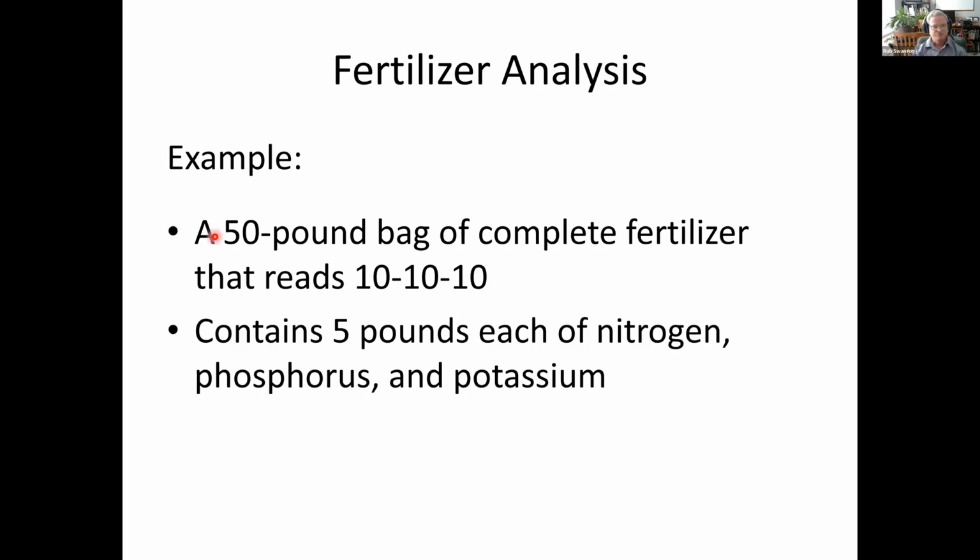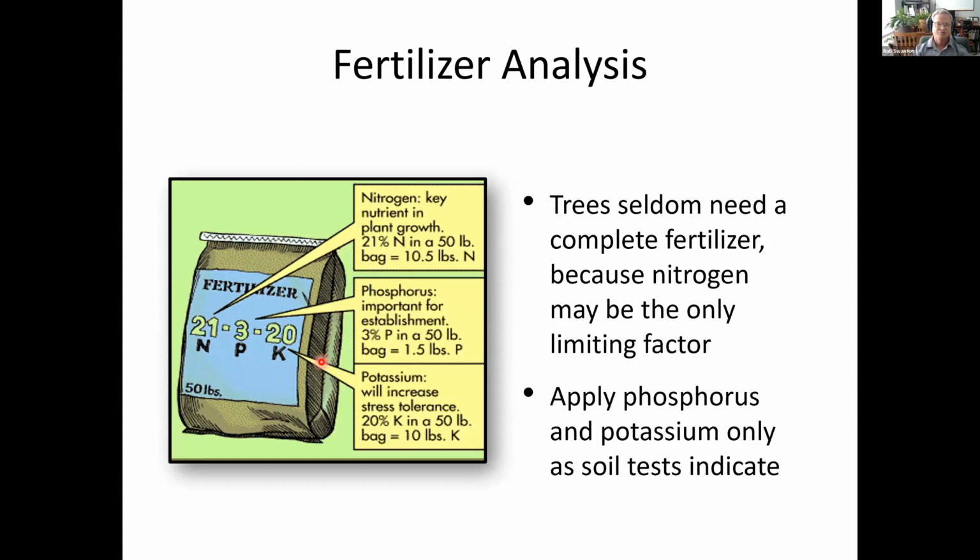So if this were a 100-pound bag instead of a 50-pound bag, how many pounds of nitrogen would it have? Well, it would have 10 pounds. Since it's a 50-pound bag, in this example, it only has 5. So be prepared for those questions and pretty much any permutation you can think of. So trees, however, seldom need a complete fertilizer because nitrogen may be the only limiting factor.